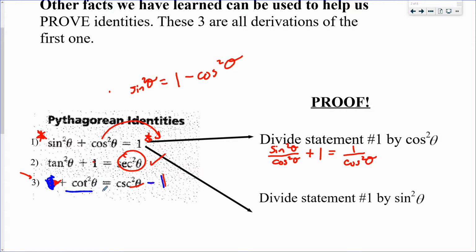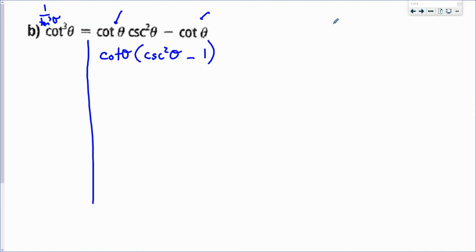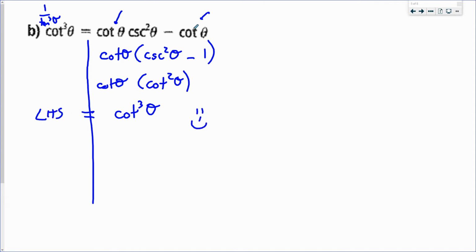Now I have an identity for cotangent squared theta. It's cosecant squared minus 1. Well, that's exactly what I had over here. So this piece here in the brackets, that is cotangent squared theta times cotangent theta. So cotangent theta times cotangent squared theta is cotangent to the power of 3 theta. Yay! So that one is really easy. Of course, it could have been pretty ugly if I started doing weird stuff. So when you see one of those identities, it's very important that you utilize it.